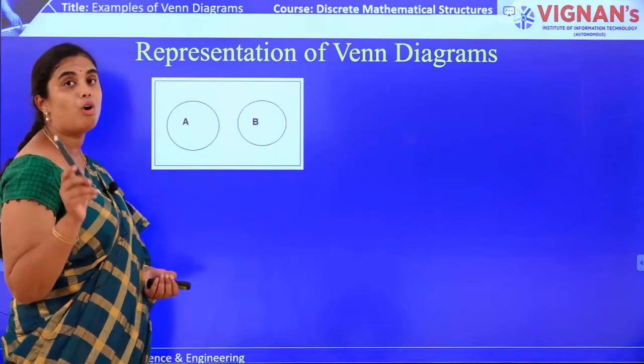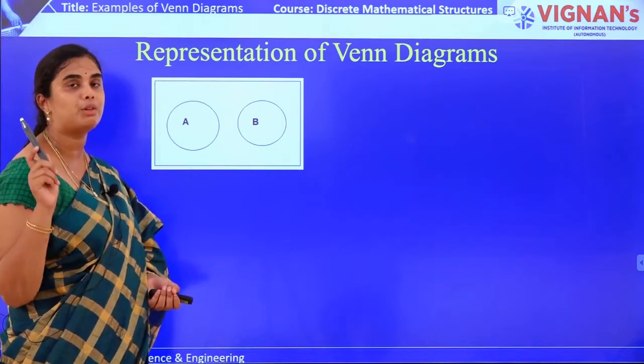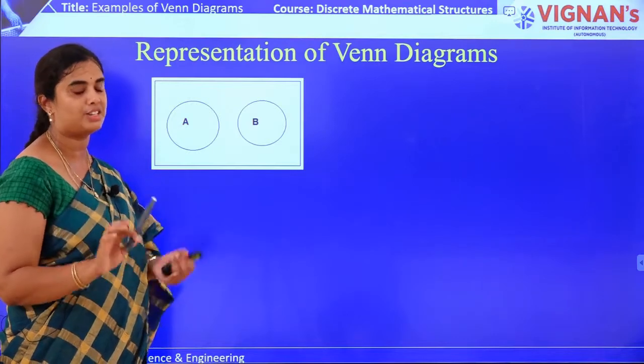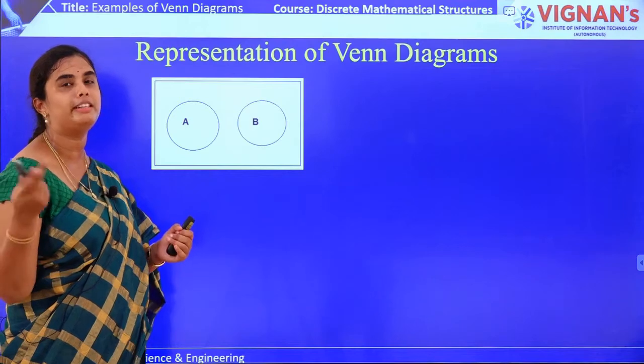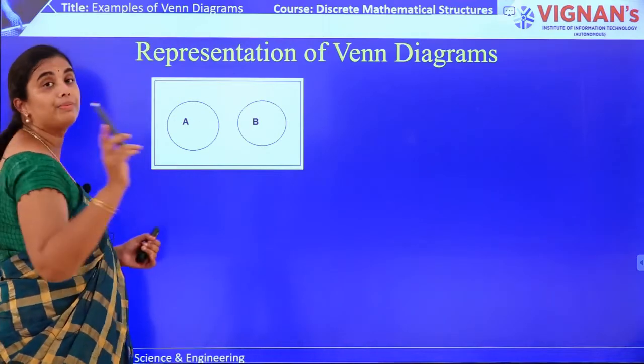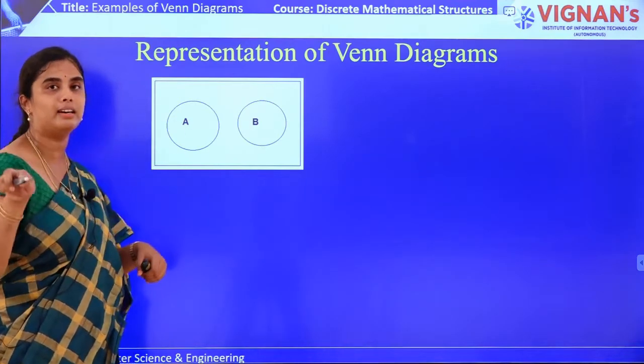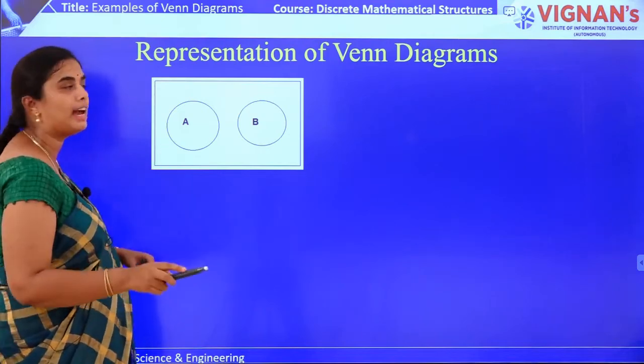See, we have already learned what the different types of set operations are in the previous session. There are different types of set operations like union, intersection, complement, and difference. So let us see how these can be represented in the form of a Venn diagram.